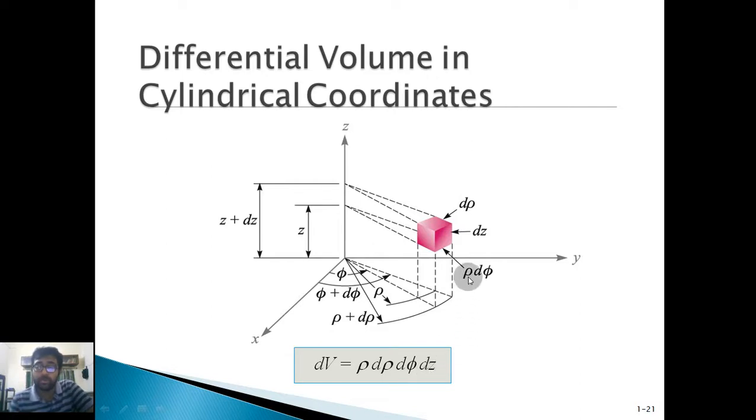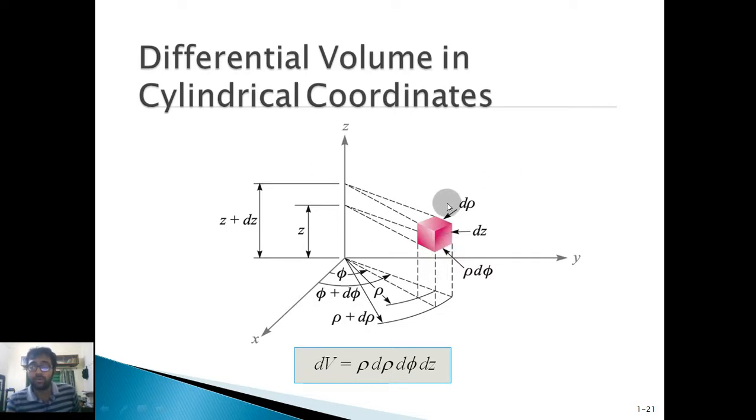Now how will it be described? To determine the value of dv, which is the volume of this infinitesimal small cube situated in the cylindrical coordinate system, first we will take the product of the length, width, and the height. The height will be dz, which is here. The value of d phi is this, and this is this line, which is on the surface of the circular cylinder.